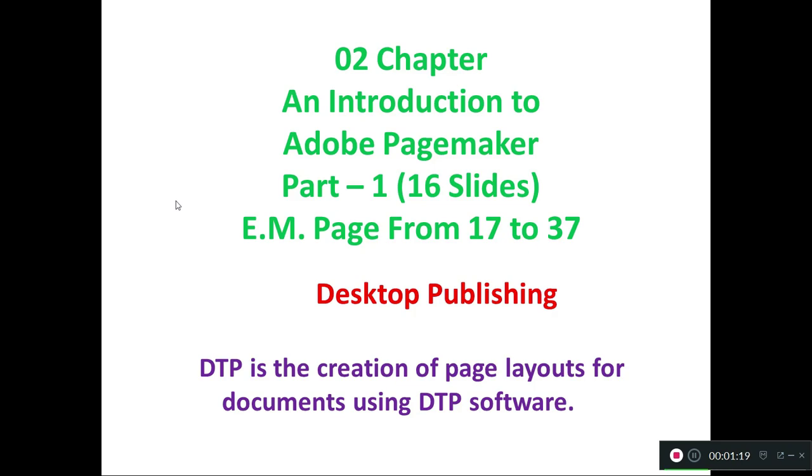Desktop publishing. What is desktop publishing? Simply we say DTP. DTP is the creation of the page layout for a document using DTP software. For example, if you see a magazine or newspaper, it should be published with DTP software. We simply call it Adobe PageMaker. We learn Adobe PageMaker.